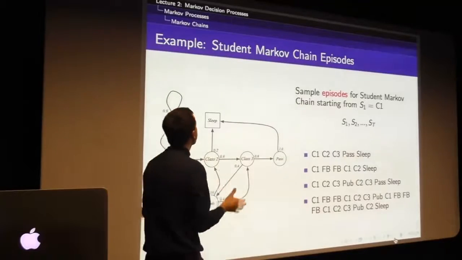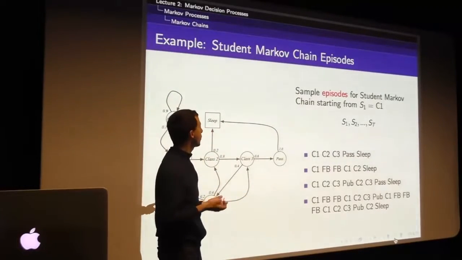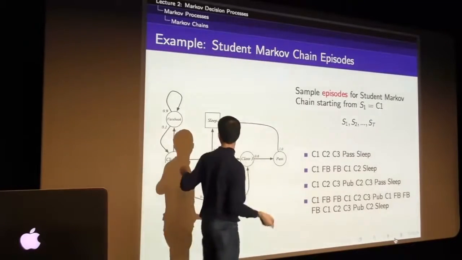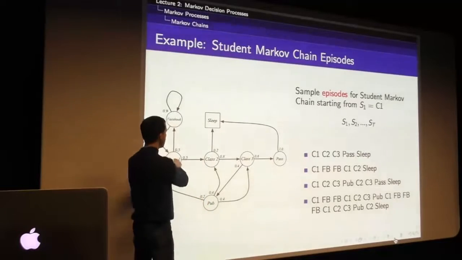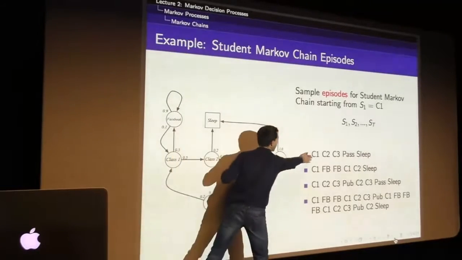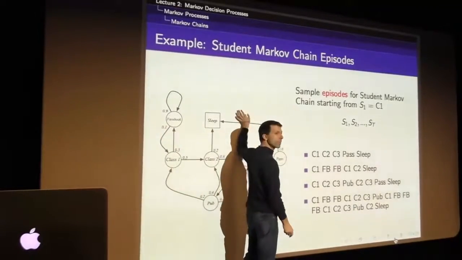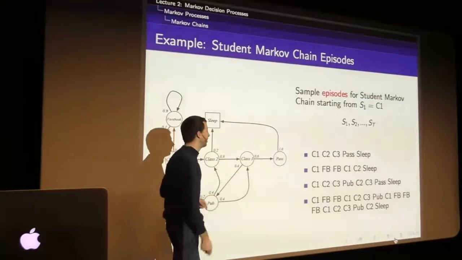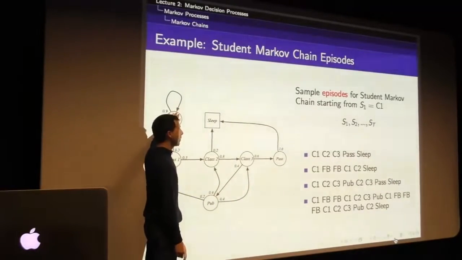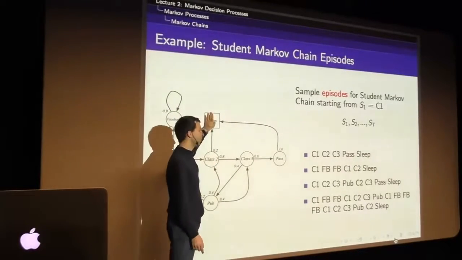Okay, so now that we've got this student Markov chain, let's think about what it means to take samples of this. So what's a sample? A sample is a sequence of states where we start, for example, in class 1, and we take samples through this system. For example, one sample might go class 1, class 2, class 3, pass, fall asleep. That's the nice sample. But you might also have another sample like class 1, Facebook, Facebook again, back to class 1, back to class 2, and then fall asleep.